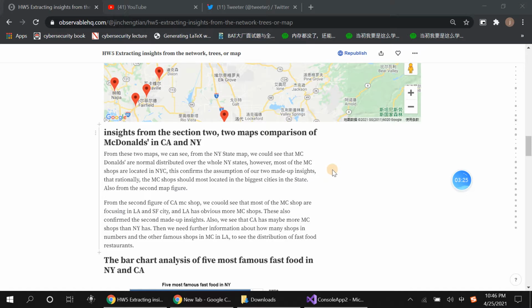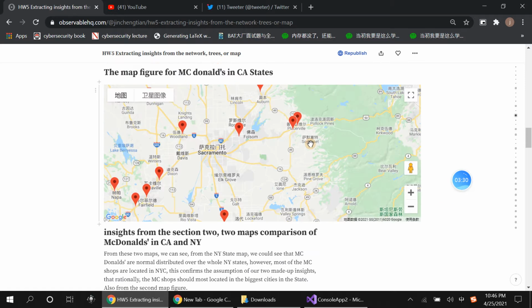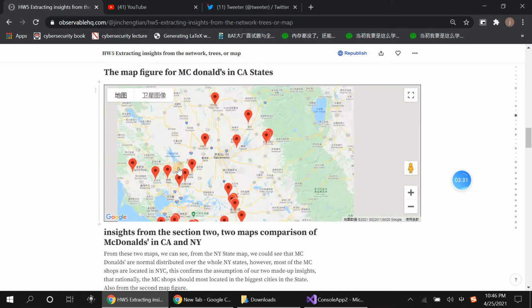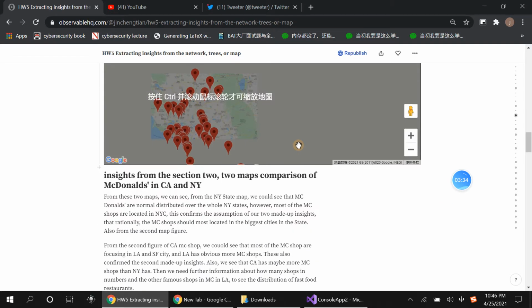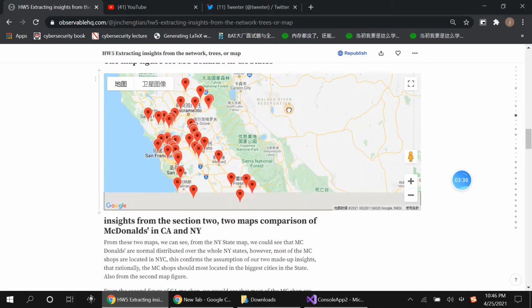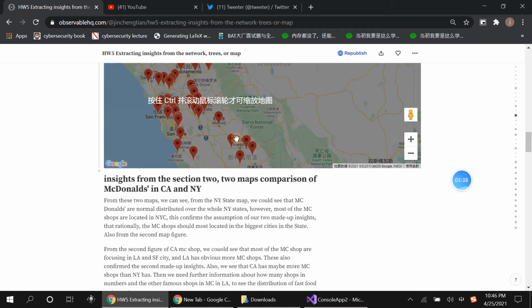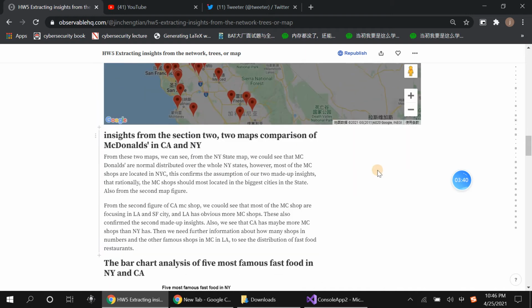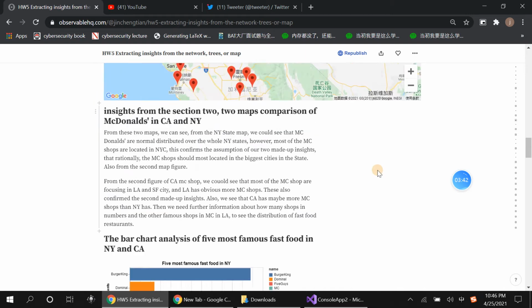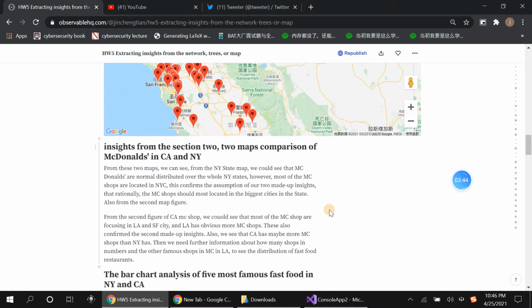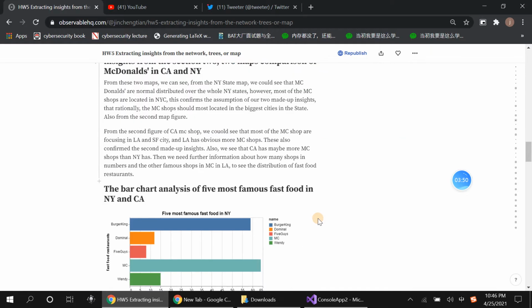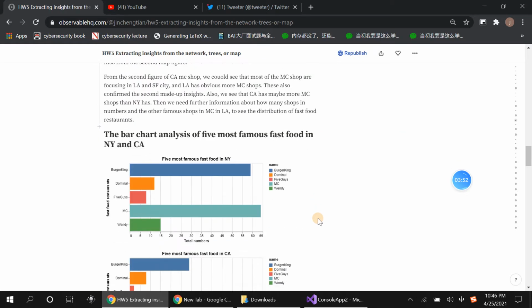But from California State, we can see that most of the McDonald's stores are located in two different cities, which are the two biggest cities in California, San Francisco and Los Angeles. That makes sense because those two cities are more developed in the economy and financing part, compared to the other cities in those two states.